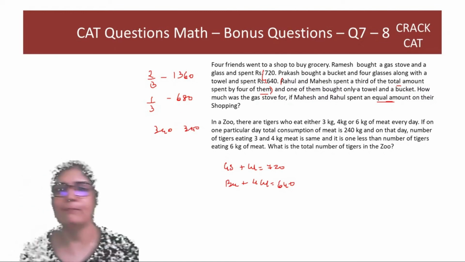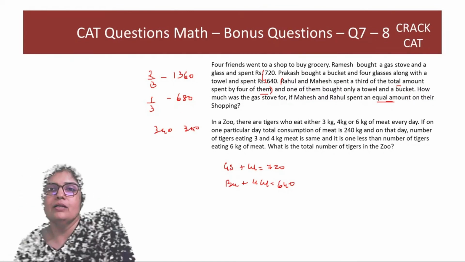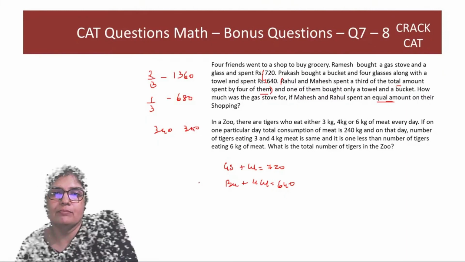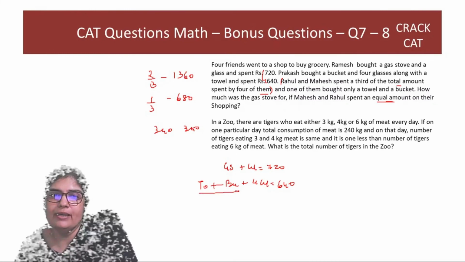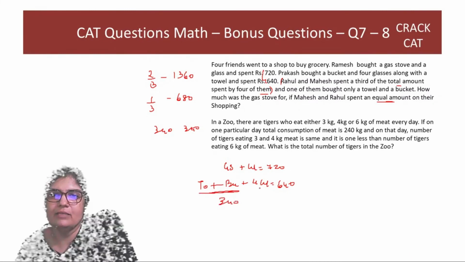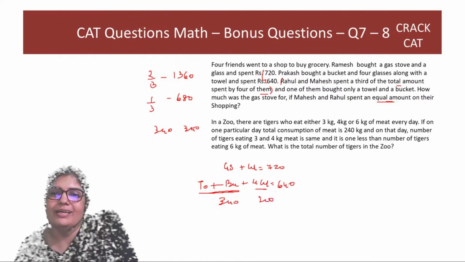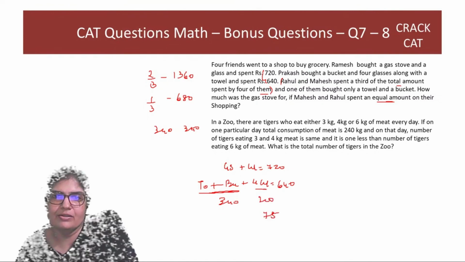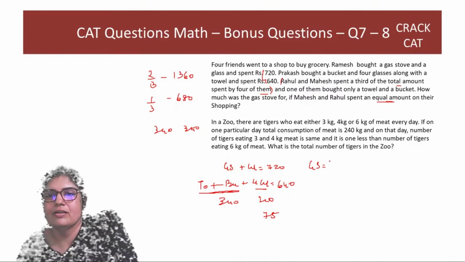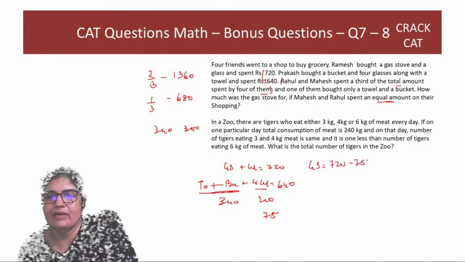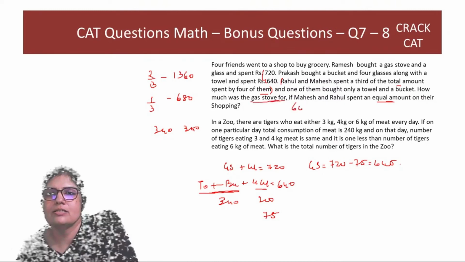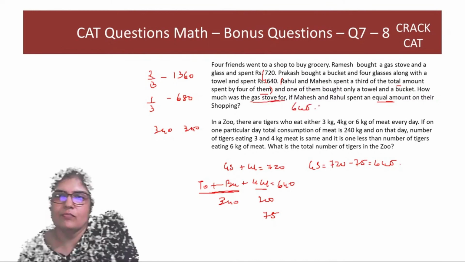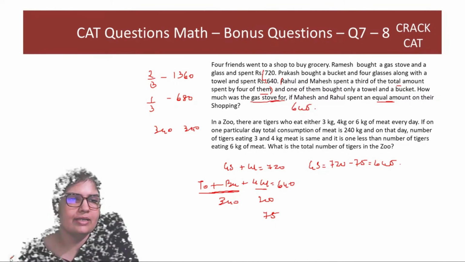One of them bought only a towel and a bucket. So Prakash has bought a bucket, 4 glasses and a towel at 640. So this 340 has come in. That means this is 300. Each glass is 75. So the gas stove is 720 minus 75, which is 645. So how much was the gas stove for? 645. Great. Let's do the next question.